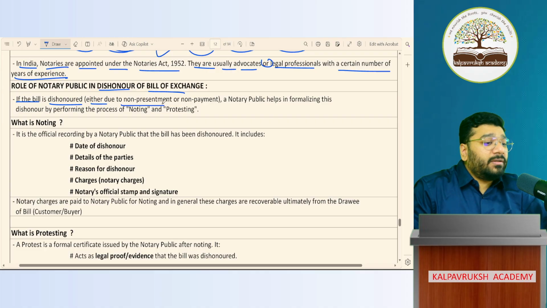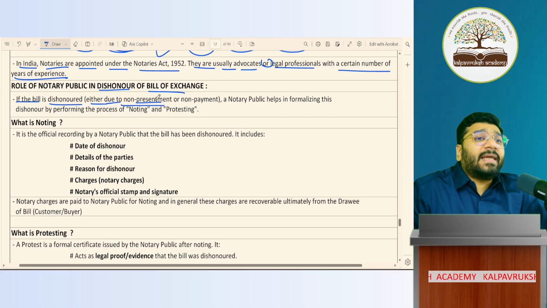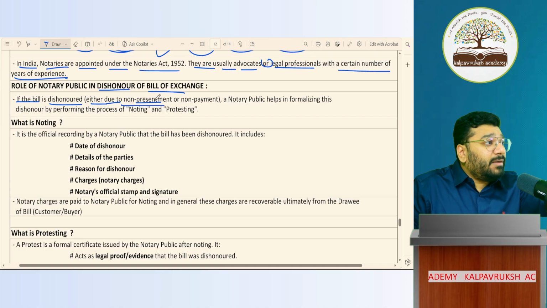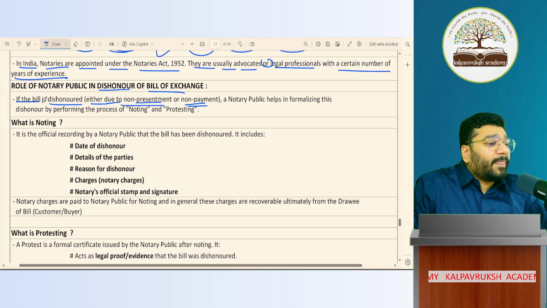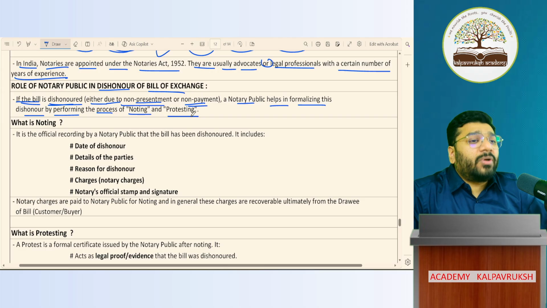Got it? Not got it? So one reason for dishonourment of a bill is that the seller has not presented the bill. What could be the second reason? The seller has presented it, but the buyer has not made the payment. So if the bill is dishonoured, either due to non-presentment or non-payment, a notary public helps in formalizing this dishonour by performing a process called noting and protesting.